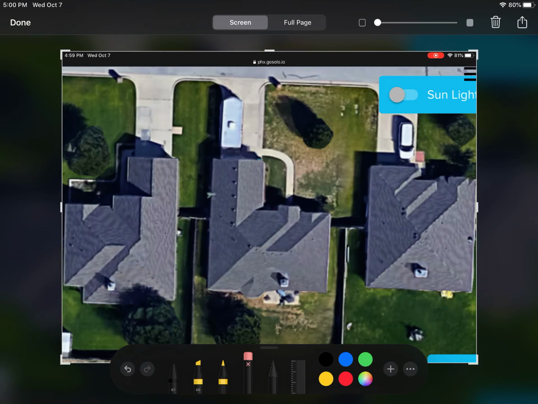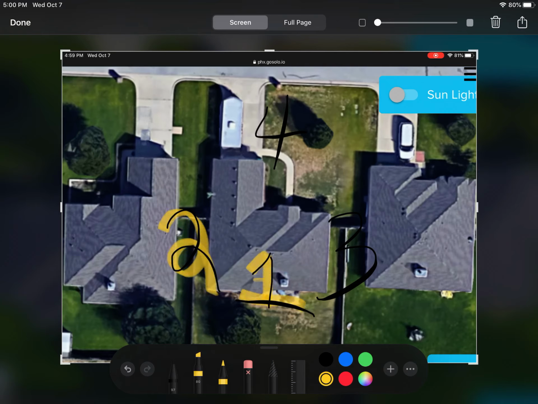So the number one place is the south. Number two is the west. Number three is the east. And last and least is the north. To recap, the best place for panels is the south. Second best place is west. Third best place is east. And then last and least is the north.